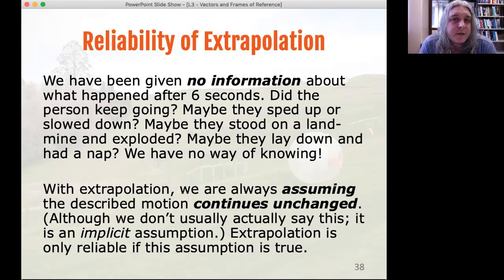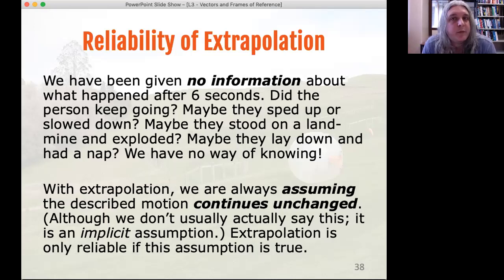So in this case, we have no information about what happened after 6 seconds. They told us the person walked from 0 to 6 seconds and they got this data. They didn't tell us what happened after 6 seconds. Maybe the person sped up, maybe they slowed down, maybe they stood on a landmine and exploded, maybe they lay down and had a nap. We don't know what happened, right? We have no information at all.